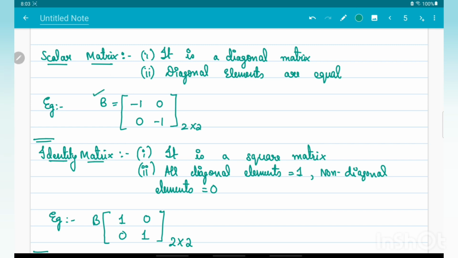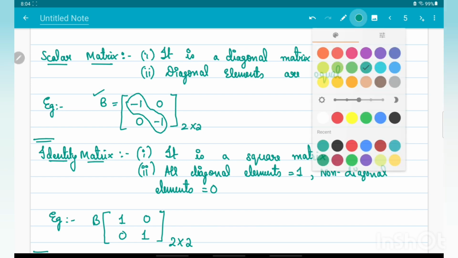Now I have taken an example over here. Suppose this B is a matrix, it is a scalar matrix. First of all we'll check if it is a diagonal matrix or not. First step is to check if the number of rows is equal to columns. Now if you see here, there are 2 rows and 2 columns, so the number of rows is equal to the number of columns. First step is verified. Second step is, if you check the diagonal elements over here, -1 and -1, these are the 2 diagonal elements present over here, and except for these diagonal elements, the rest of the elements are 0. So this is a diagonal matrix. Now the second thing is that both the diagonal elements are equal. So if both the diagonal elements are equal, it is known as a scalar matrix.